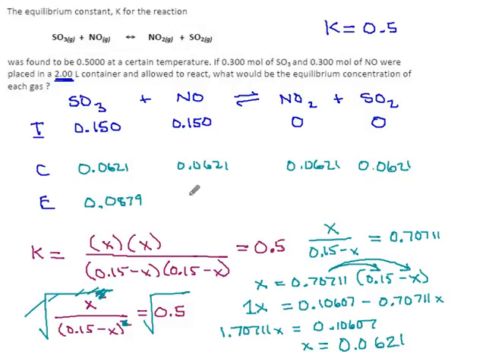0.0879. This amount is the exact same. And these two, because we started at 0, are easy to work out also. 0.0621, 0.0621. So those are the equilibrium concentrations of each gas. A little bit grueling, I know, but this is about as difficult as we can make an ICE table problem.